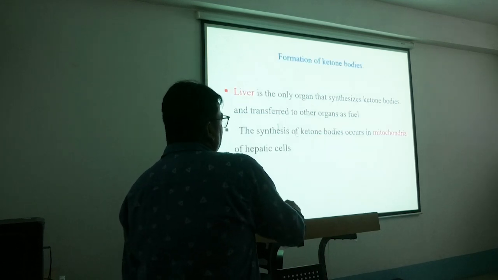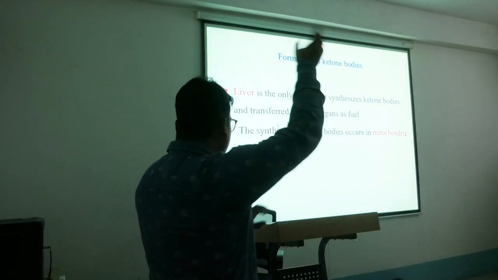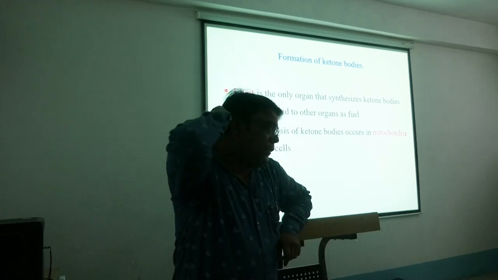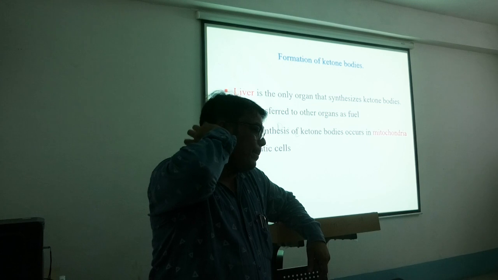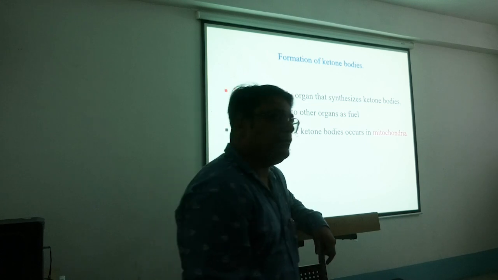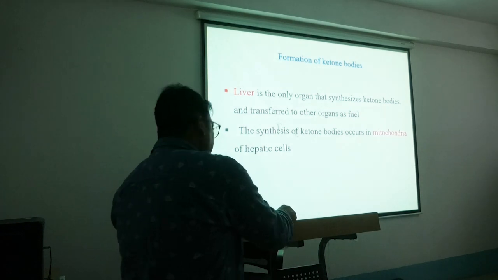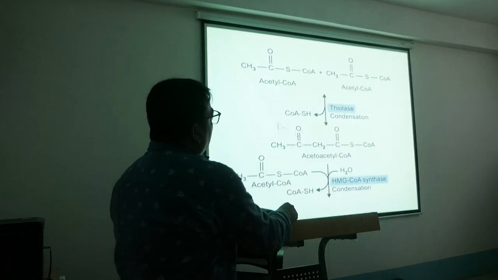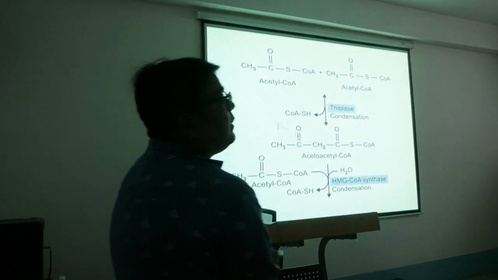Formation of ketone bodies occurs in the liver. Ketone bodies are synthesized and transferred to other organs as a fuel. Which organ can take it as a source of energy? Brain. Very good, brain. The synthesis of ketone bodies occurs in the mitochondria of hepatic cells. So this is the first step of condensation reactions in ketone body metabolism.